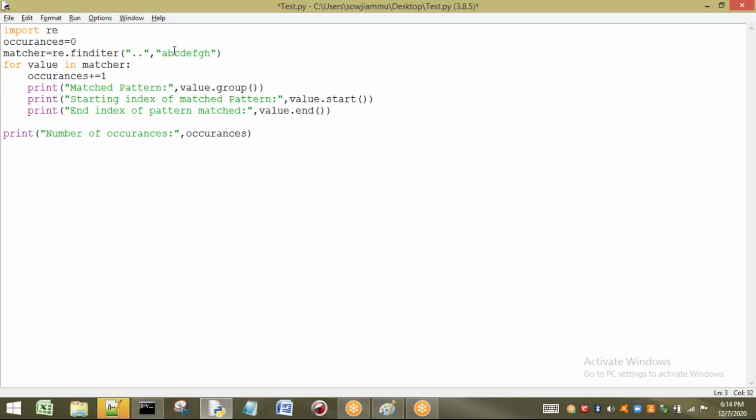That means here how many matches are there? 1, 2, 3, 4, because 8 individual characters are there. First time it will search for 2 characters. It may be anything, it will search for 2 things. So first it will search for AB, so AB will be printed. Next CD. Next EF. Next GH.